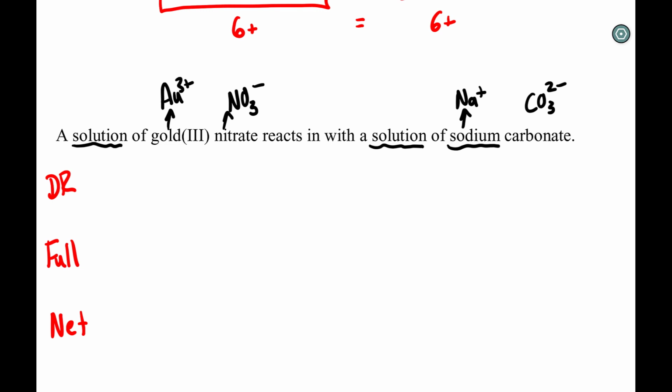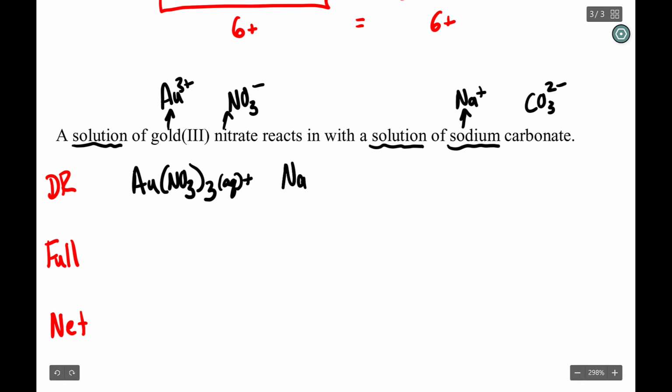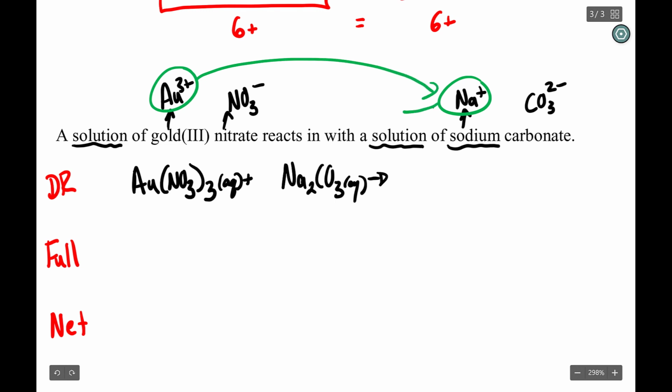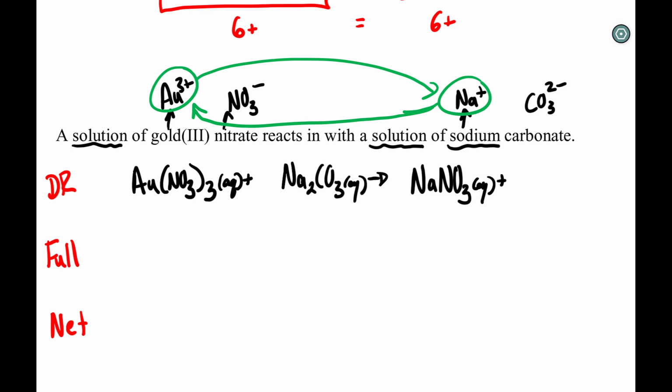So the double replacement would look like this. Au(NO3)3, because I need 3 nitrates to balance out the gold 3 plus, aqueous, plus Na2CO3 aqueous. I need to have a double replacement. I always just like to swap out my positives with one another. So the gold is going to replace the sodium, and the sodium is going to replace the gold. So now I have sodium nitrate. It's a 1-to-1 ratio. I know that this is aqueous because sodium and nitrate are soluble with everything. And then I have gold 3 carbonate.